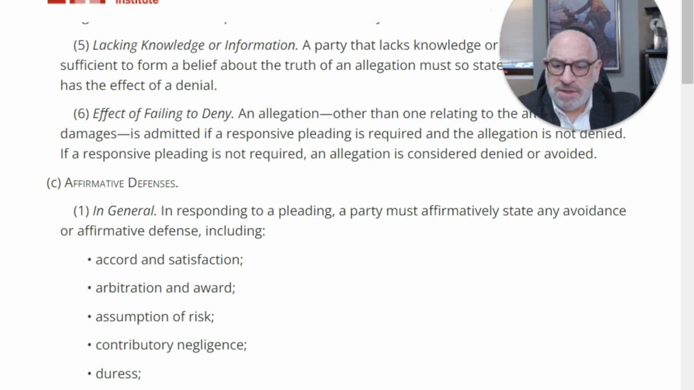These are what are called affirmative defenses. You need to plead them right up front. An affirmative defense is different from a denial. A denial is allegation of fact. You admit the fact, or you deny the fact, or you don't have the information that would allow you to admit or deny the fact. These are in the nature of legal defenses.